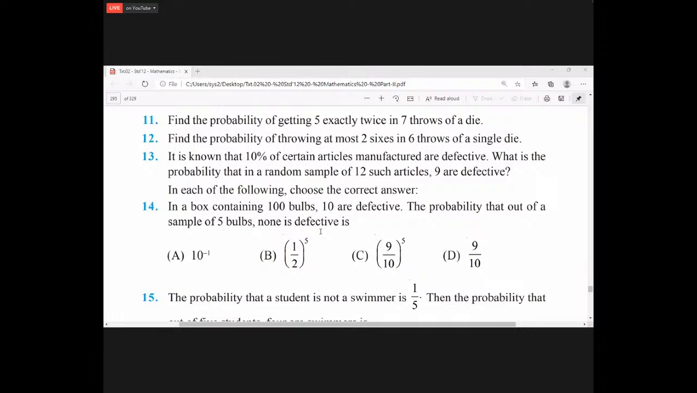9 are defective, he asked me, which is equal to 12C9 into Q to the power of 12 minus 9 into P to the power of 9. So 12C9 is equal to 12C3 into 9 by 10 to the power of 3 into 1 by 10 to the power of 9. Simplifying this, you are going to get the answer. Copy this one.